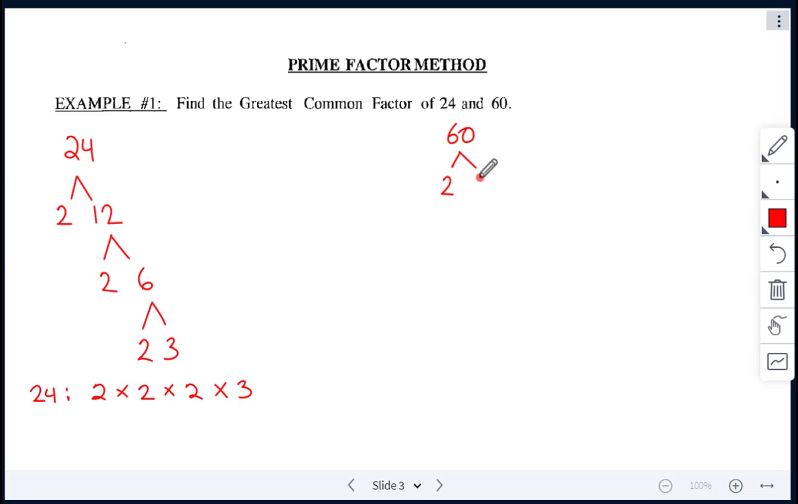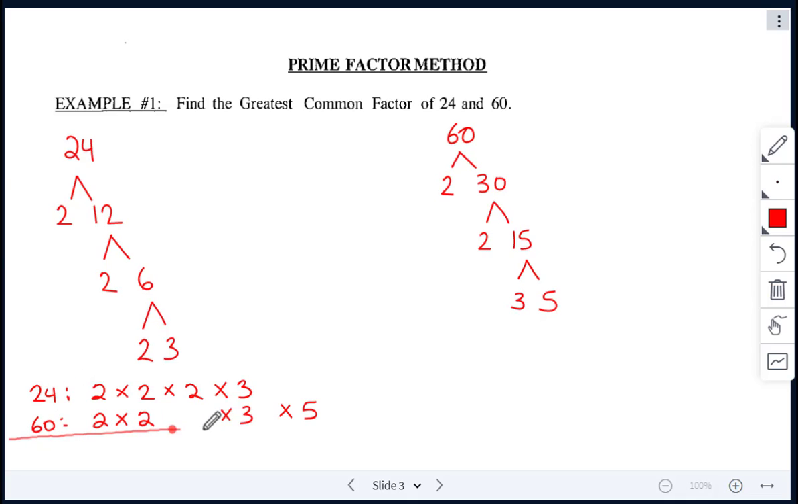I'm going to use 2 and 30. And then for 30, 2 times 15. And then for 15, it's 3 and 5. All right, so 2 times 2 times 3 times 5. So what I'm going to do is list it out underneath, right underneath the 24, so the same factors are right underneath each other. So 2 times 2, we have a times 3, and then we have a times 5. I put it on the outside because there wasn't a 5 for 24.